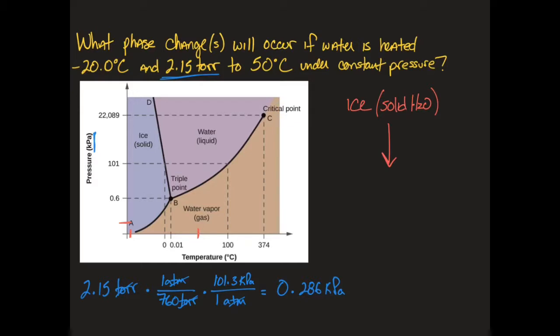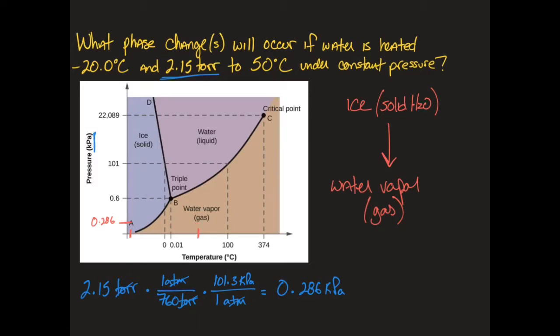100 degrees Celsius. So this is now going to be water vapor, which is of course a gas. Okay, and if we draw a horizontal line from that initial pressure of 0.286, so constant pressure, we heat it up, we go from solid to gas. That's only one phase change that happens there.